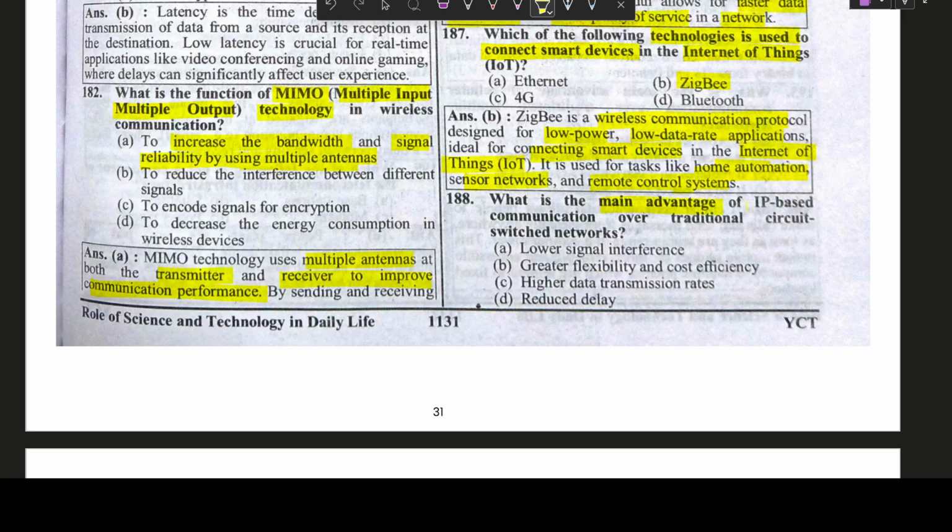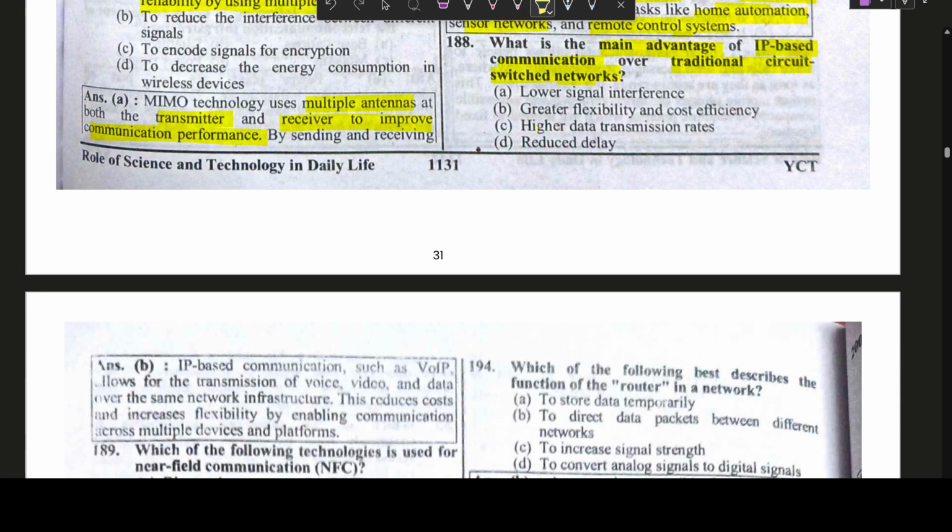What is the main advantage of IP based communication over the traditional circuit switched networks? Main advantage क्या है IP का? So it's greater flexibility and cost effectiveness. So IP based communication such as voice over internet protocol allows the transmission of voice, video, and data over the same network infrastructure. It reduces the cost and increases the flexibility by enabling communication across multiple devices and platforms.